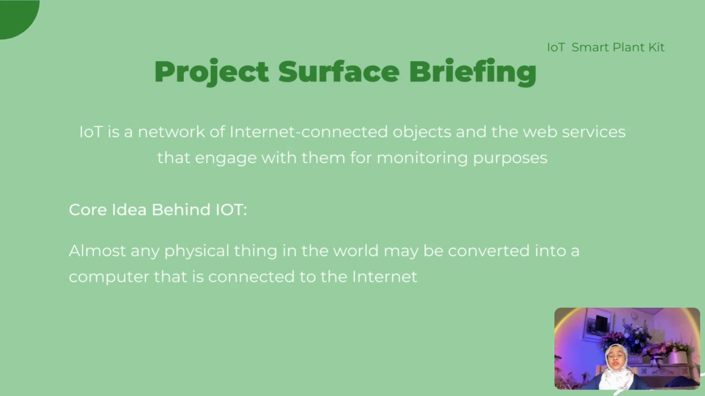Let me start with an introduction of IoT. IoT is a network of internet-connected objects and web services for monitoring purposes. The core idea behind IoT is that almost all physical things in the world may be converted into a computer that is connected to the internet. To be more precise, things do not transform into computers. However, they may feature as mini computers or smart objects.